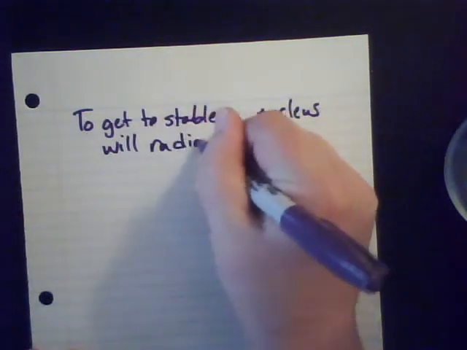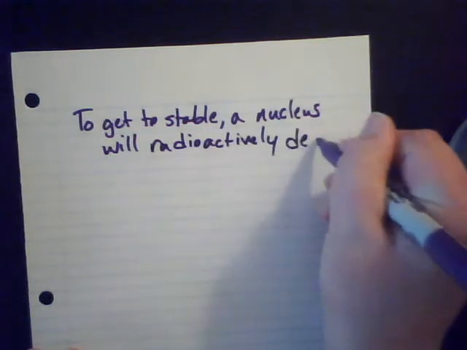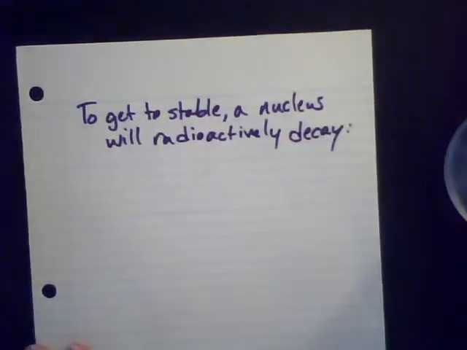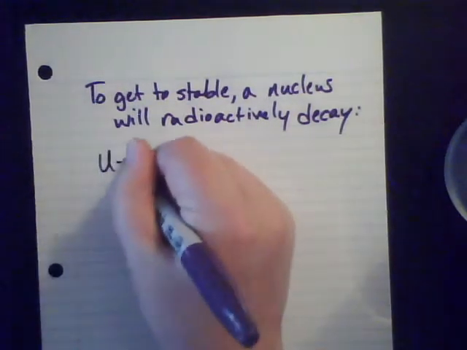And we call that process radioactive decay. And we defined that term before. So radioactive decay is the process of emitting these high energy particles or radiation in order to get to a more stable configuration. So let's say, for instance, that we have uranium-238. That's a fairly common isotope of uranium.